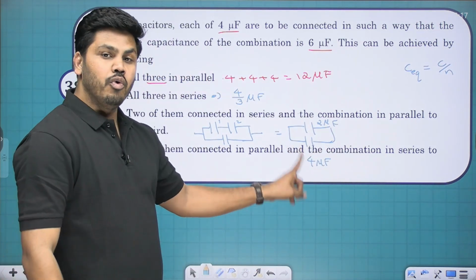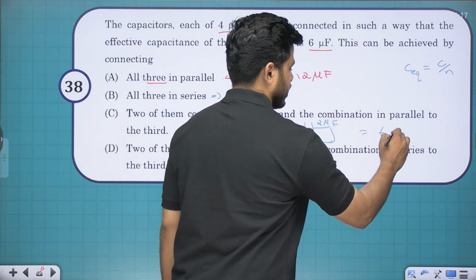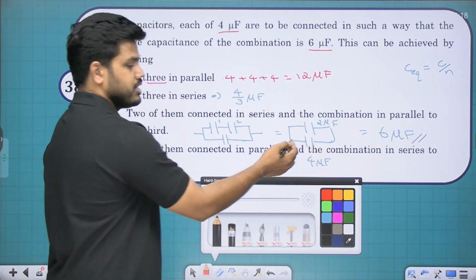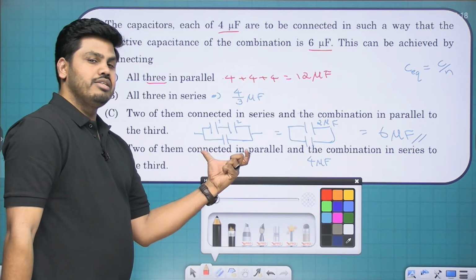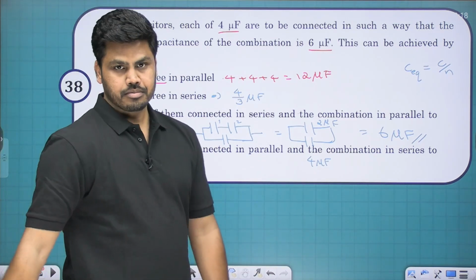Yes, now look at that. 4 and 2 are in parallel. We know the total is 6 microfarad. So, which combination is correct? Connecting 2 of them in series, and to that combination the third one is connected in parallel. Yes, so option C is the correct answer.